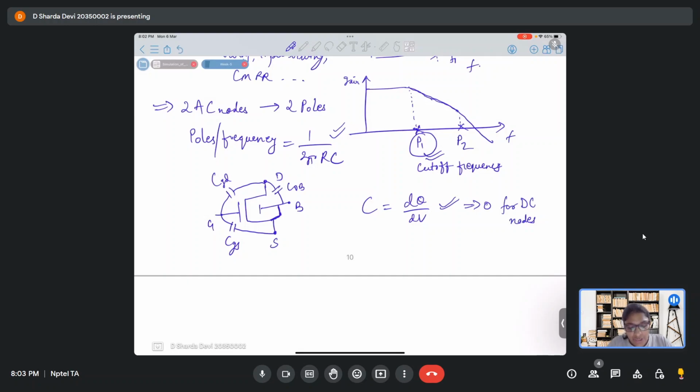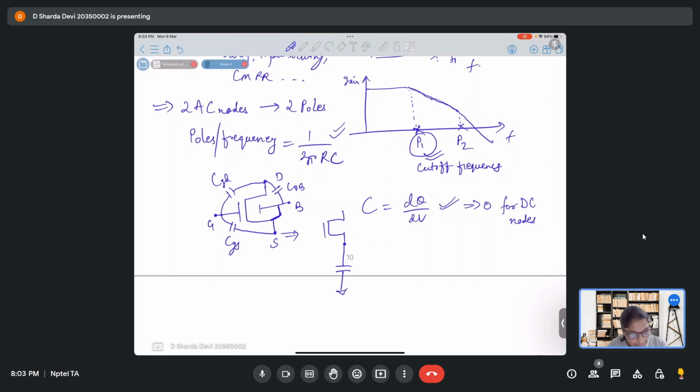So you will not have any capacitance between those two nodes also. Okay? So only the node which actually changes. Let's say for this particular case, your gate is having a DC value, whereas your source is an AC node. Then this capacitor will actually look like this, connected from source to ground.